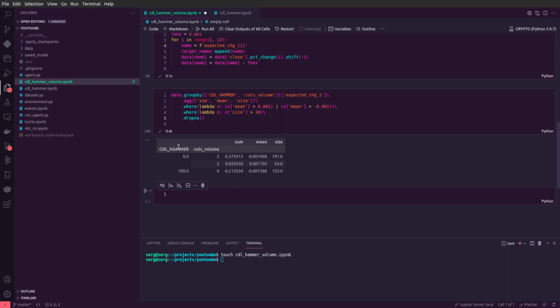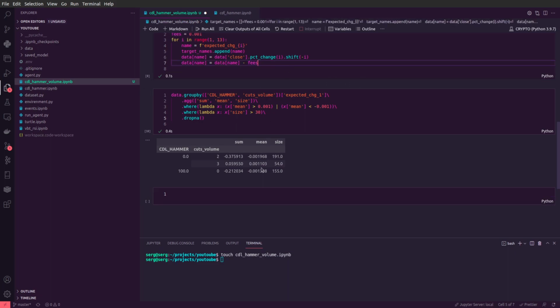For example, if you have a candle hammer, this is a case when it happens. It means 100 value, and cut's volume: if we get a combination of these values, we will get these statistics: sum, mean, and size. And let's analyze it and build a simple strategy using it.